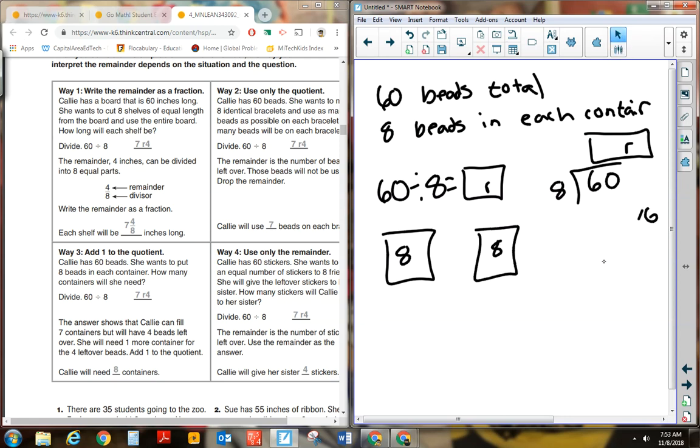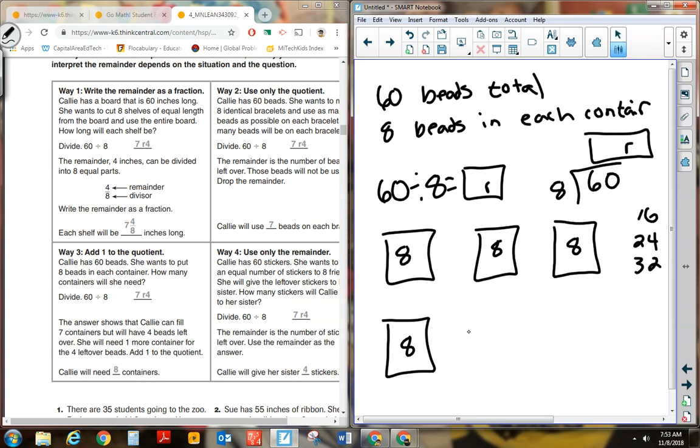Now we can put another 8 beads in a second container. Right now we have 16 beads, right? Take 8 more. That would get us 24. We have 1, 2, 3 containers. Okay, put another 8 beads in. That's 32 beads, right? I can see 8 times 4 is 32. Let's put another 8 in, and that would give me 40 beads.